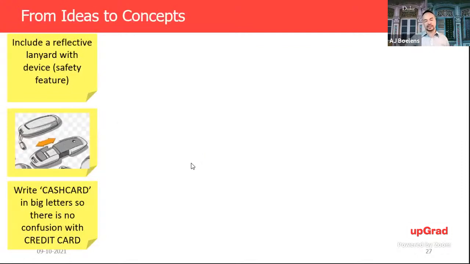So here are some examples. We do a Post-it note session. We get a lot of ideas, and I might say, from a wall of 100 different ideas, I like these A, B, and C Post-its.